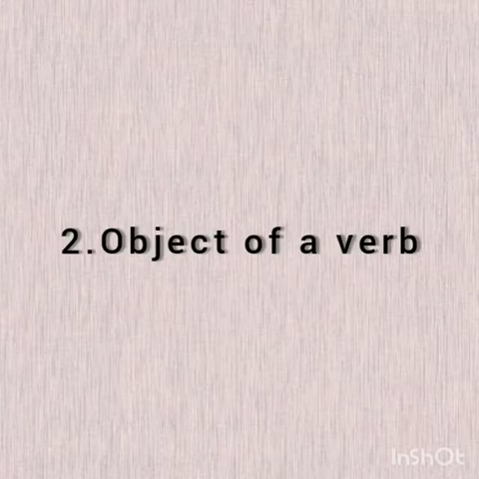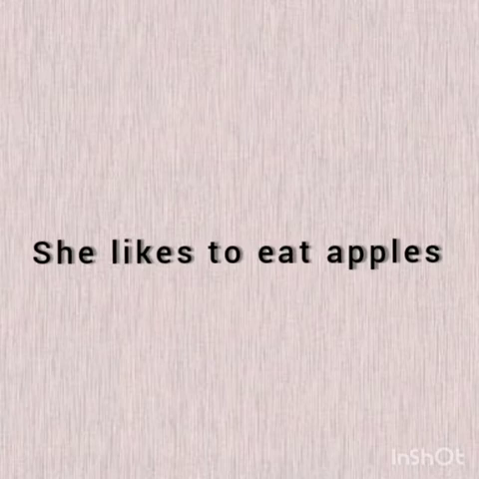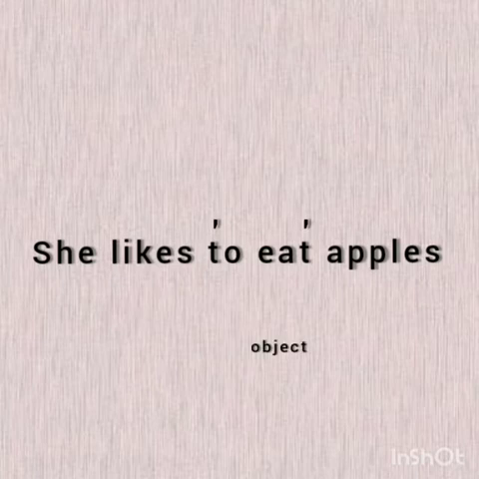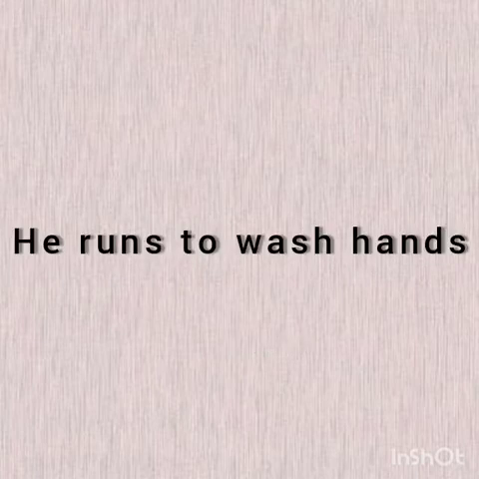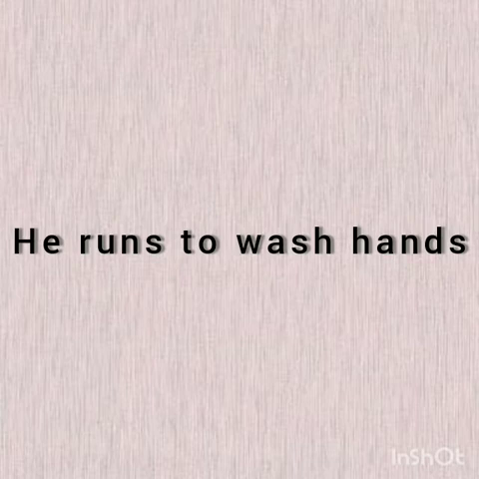In the next case, we use infinitives as object of a verb. She likes to eat apples. In this sentence, to eat is an object to the verb likes. He runs to wash hands. To wash is object to the verb runs.